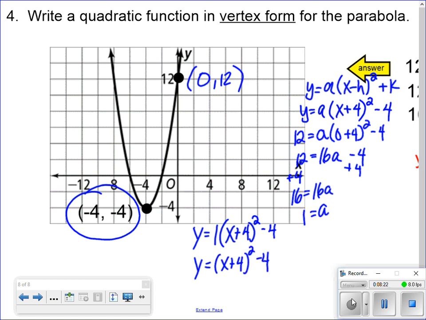You could always change this to standard form if needed, which in some cases we would want to do. This is how we write quadratic equations in vertex and in standard form.